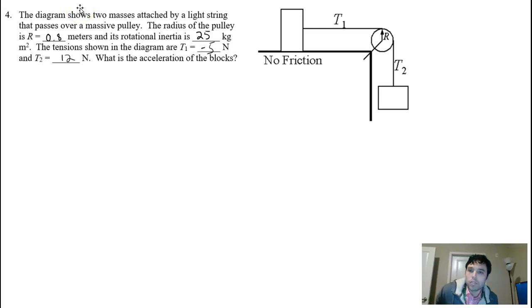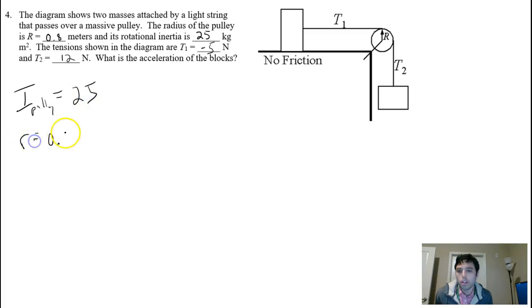The diagram shows we've got 2 massive masses attached by a light string that passes over a massive pulley. I'm not sure what's massive about it, but it says it's massive. The radius of the pulley is 0.8 meters. Not that massive, but whatever. And it has a rotational inertia of 25 kilograms meter squared. So our I of the pulley is 25. It has a radius R of 0.8. The tensions shown in the diagram are T1 is -5 and T2 is 12. What is the acceleration of the blocks?